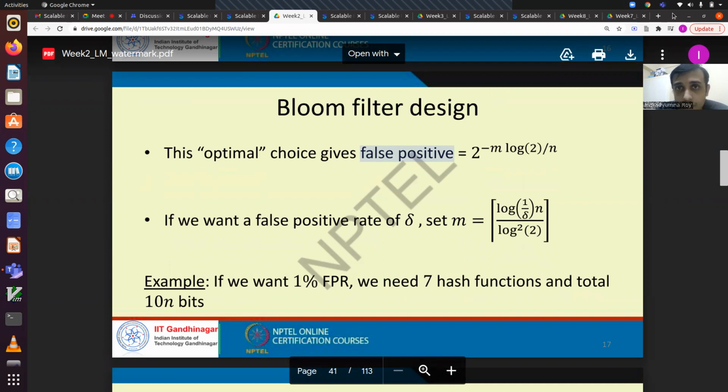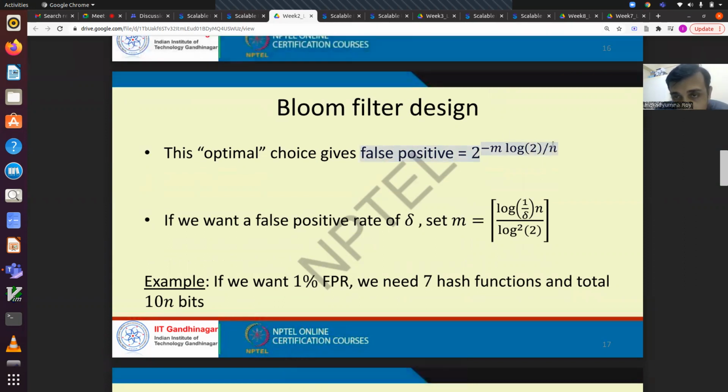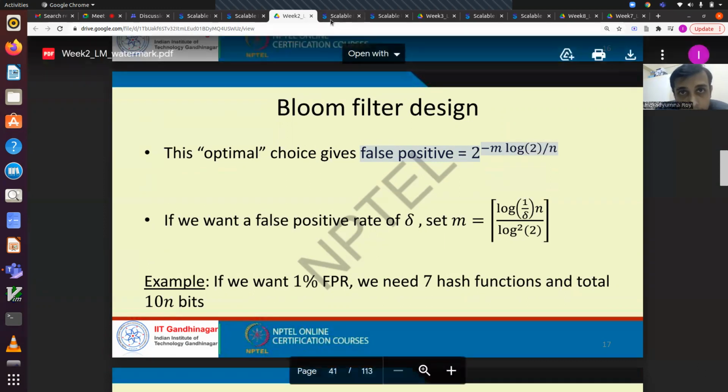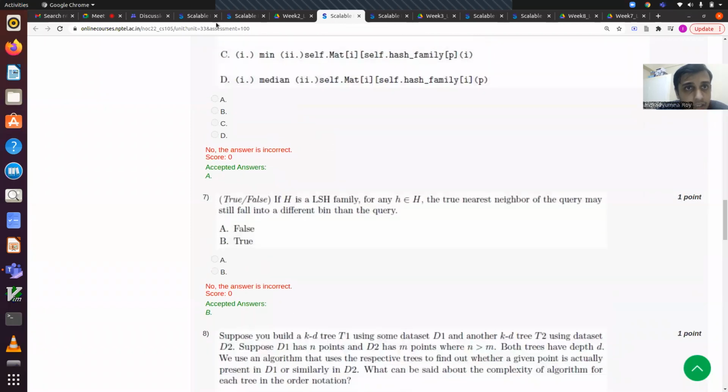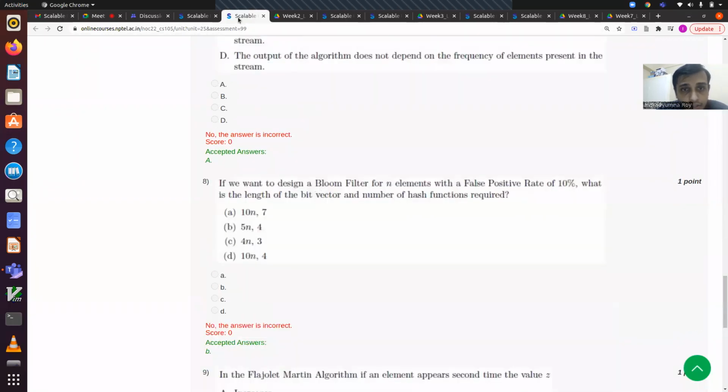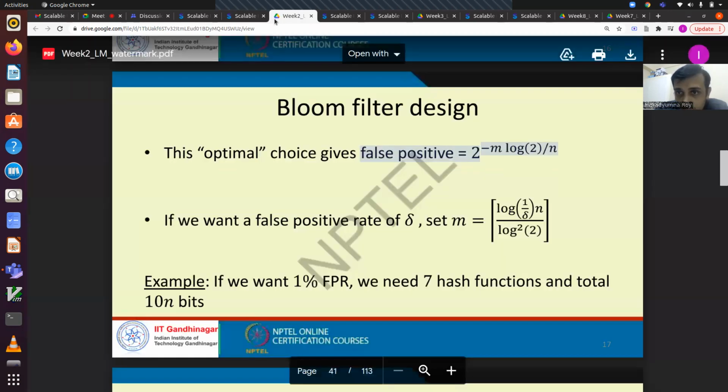So let's see by putting the values. Hold on. One second, let me write the formula, then I'm going to put it. You will tell and I will put. Okay, that's good. So let's just try this formula then. This is 2 to the power minus m ln 2 by n, right? By n, okay. So let's try. Wait, where am I? It's wrong. Okay. So the length of the bit vector is 10n and the number of hash functions required is 7: 10n and 7.